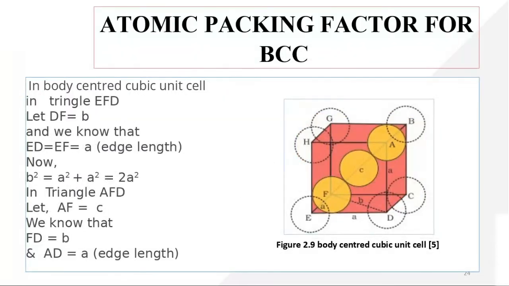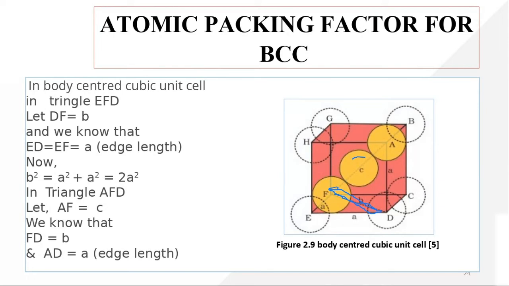So now here is the atomic packing factor for BCC. In the case of BCC, we know that there is an atom present at the center of the body, and we are considering the corner atoms, and we have to calculate. Firstly, we will have to calculate this diagonal, which is the diagonal of the face. This is the bottom face. So we will calculate this face.